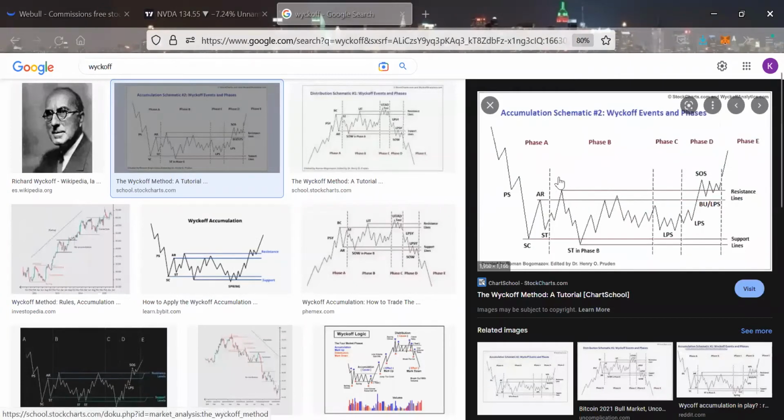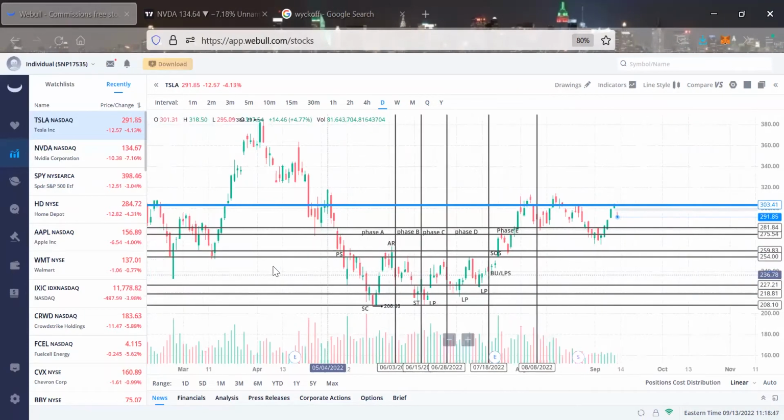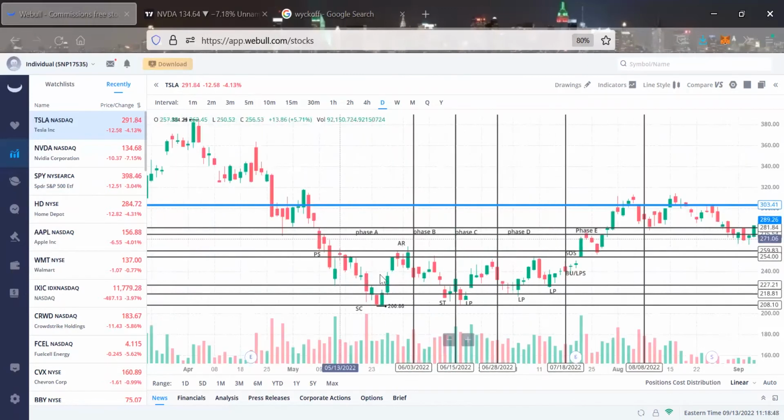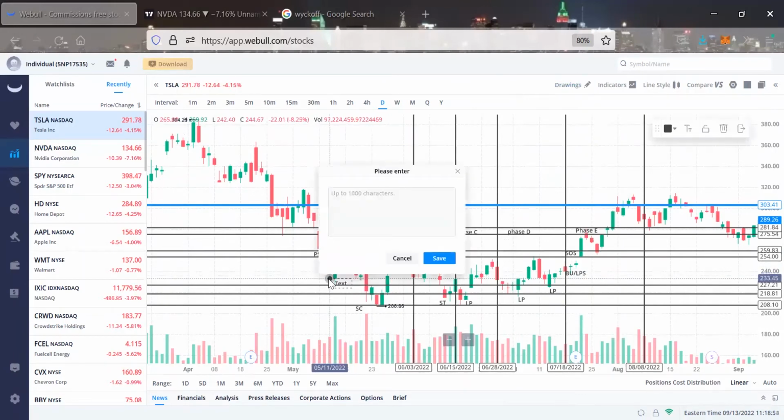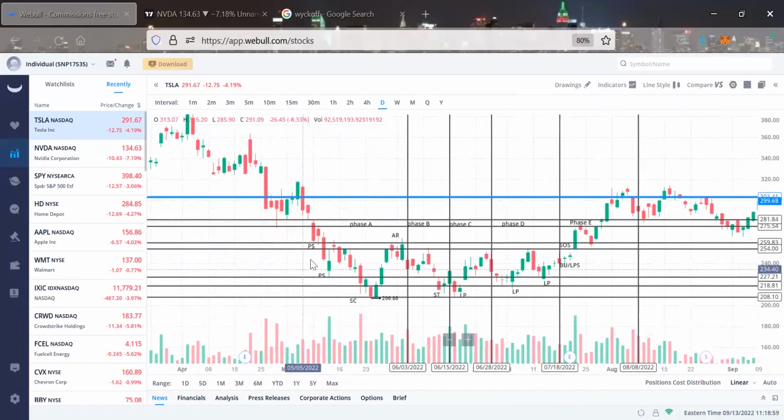I have here phase A. This is on Google right there. Richard Wyckoff is right there. This is on Google, right? We have PS. PS means preliminary support. This is where the stock has those little bounces, right? I'm missing one. Technically, we have another PS right here. Preliminary support. Boom, PS, right? The stock is bouncing off a support.